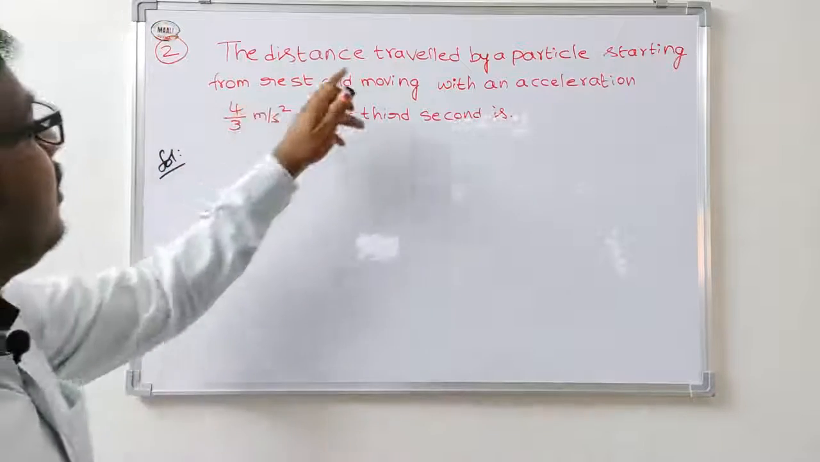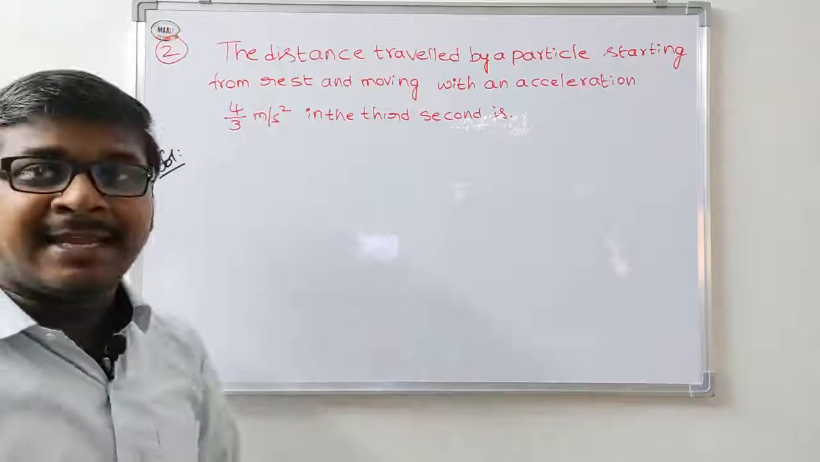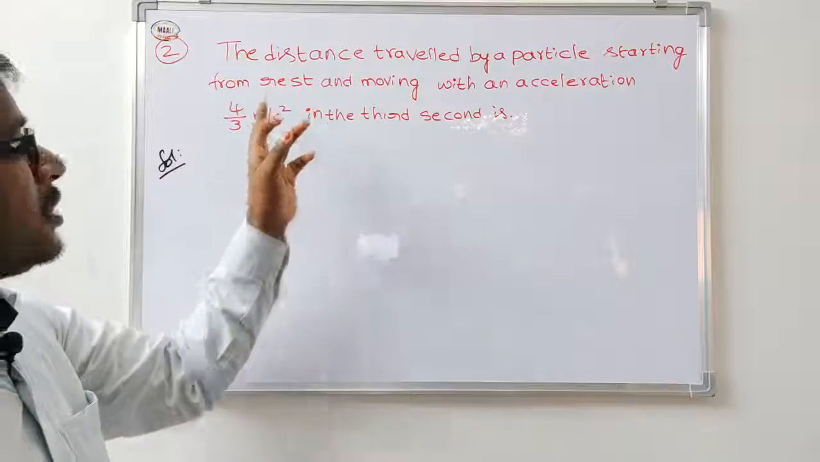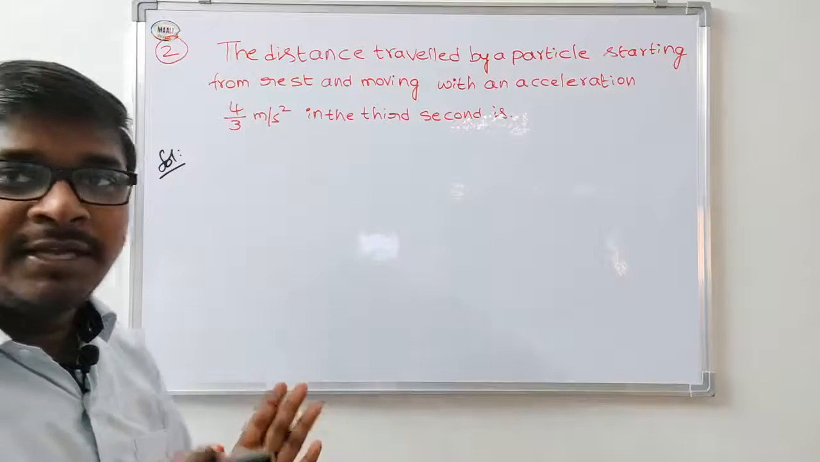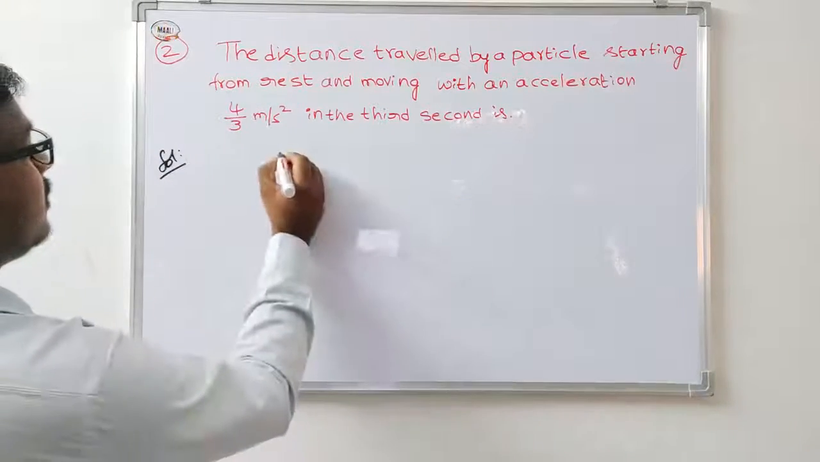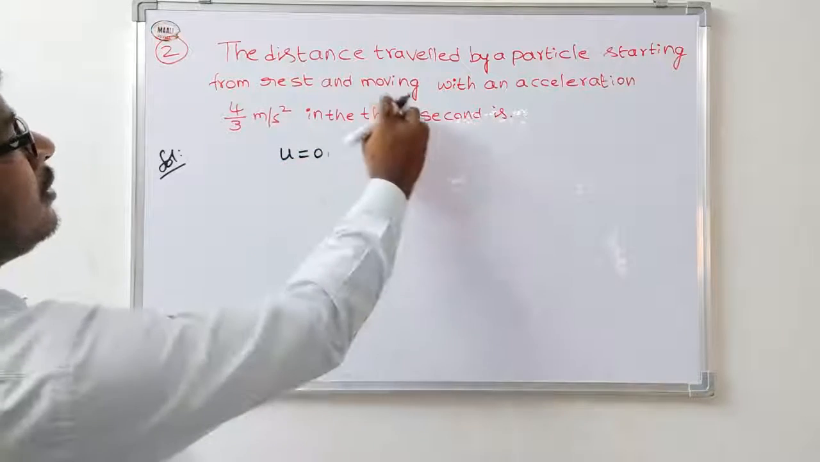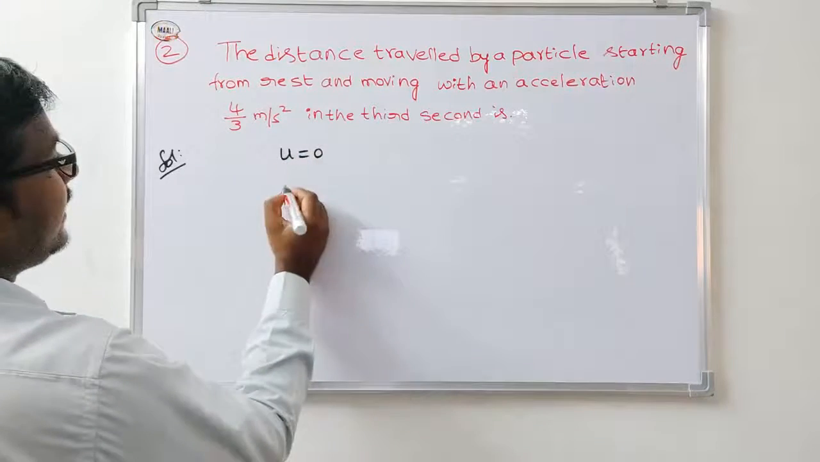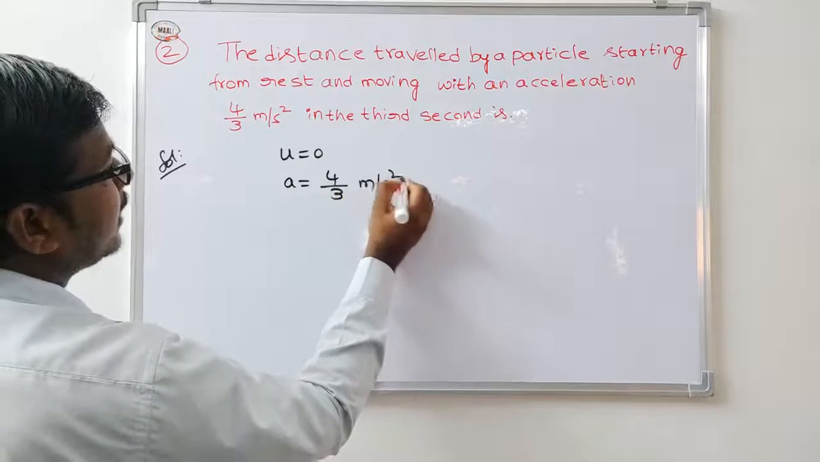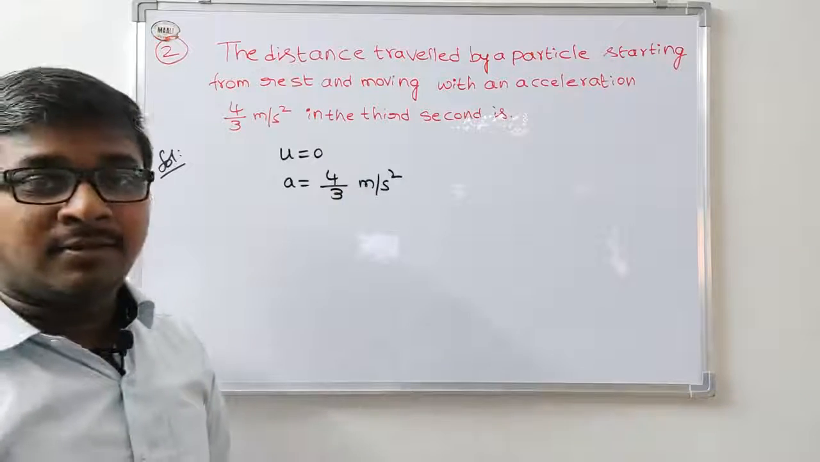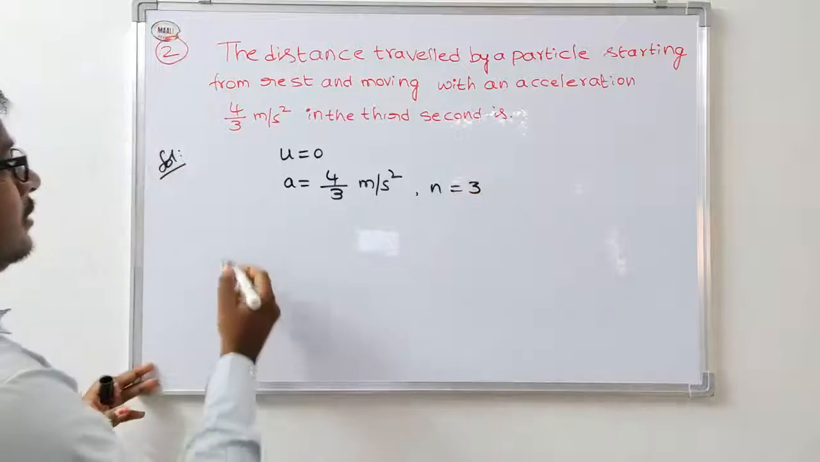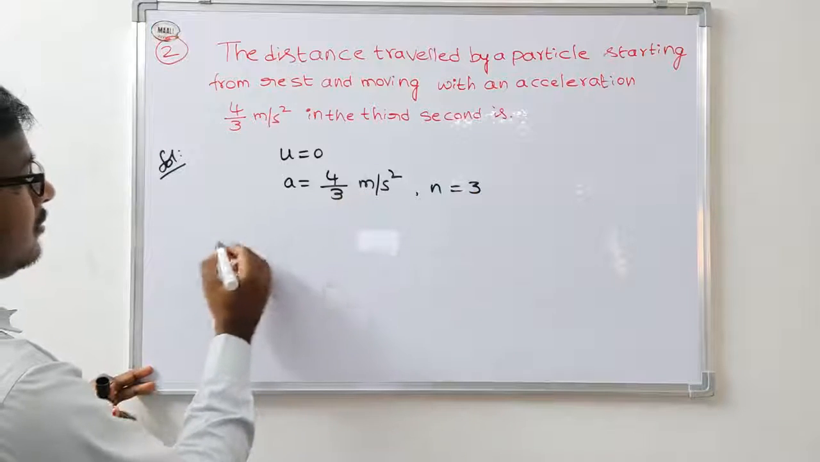Okay, in this, the distance traveled in the nth second uses the kinematic fourth equation. Before coming to motion, the body will be at rest. The body at rest means the initial velocity will be 0, u is equal to 0. Moving with acceleration a is equal to 4/3 meter per second square in the third second, then n is equal to 3. The distance traveled in the nth second.